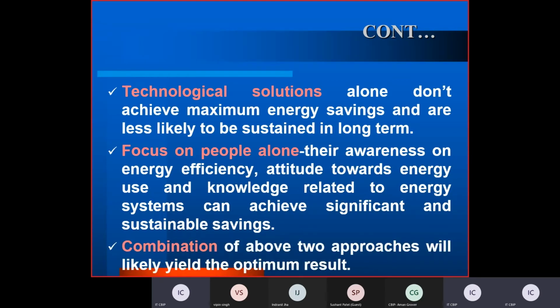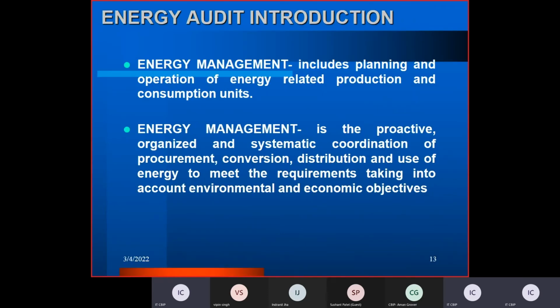A combination of the above two approaches will likely yield the optimum result. If any one of the two things is missing, then the goal can't be achieved. That means we have to make a balance between the people as well as the technical solutions so that the optimum result can be achieved. Now, what is energy audit?